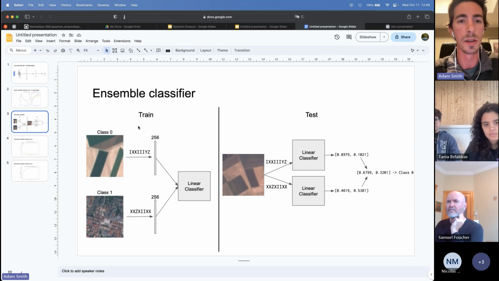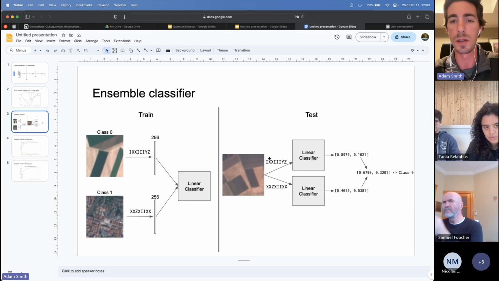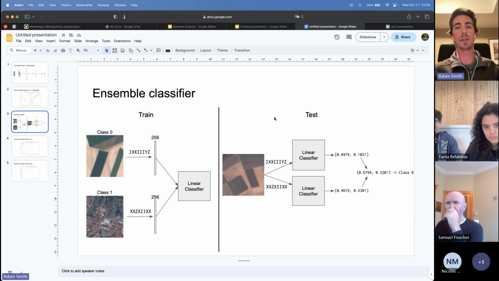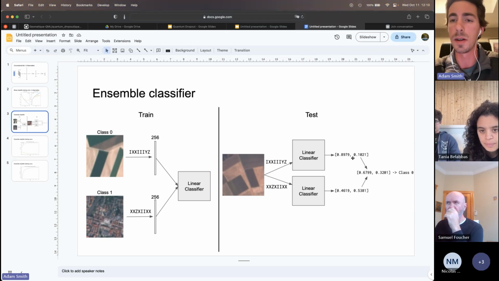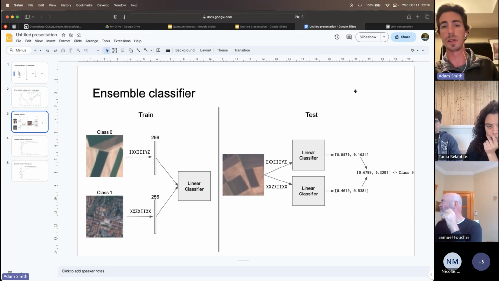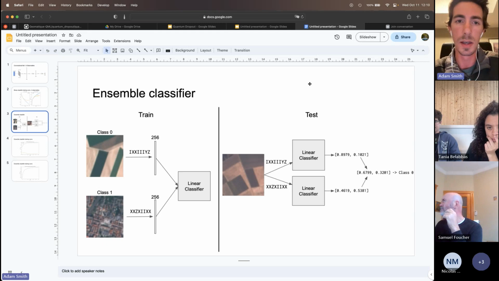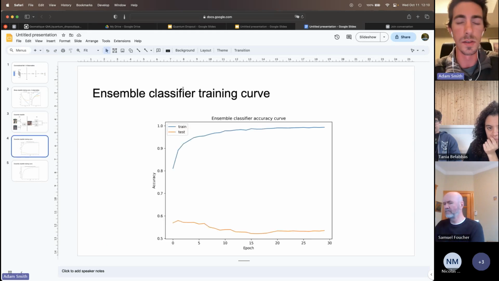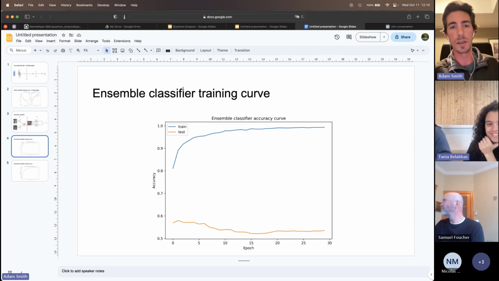And then we also had this idea of creating sort of an ensemble classifier, whereby in training we process the images using a different observable for each class, and then in testing we process the images using each of the observables, and then run it through the classifier to get an ensemble of predictions, and then combine those into one. And so this is the training curve.